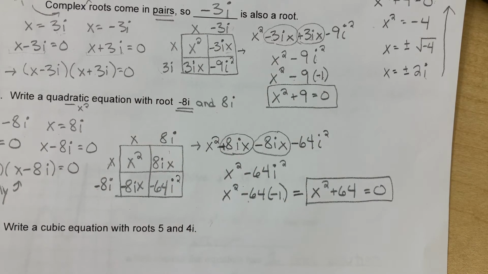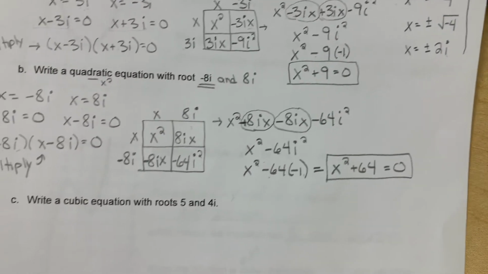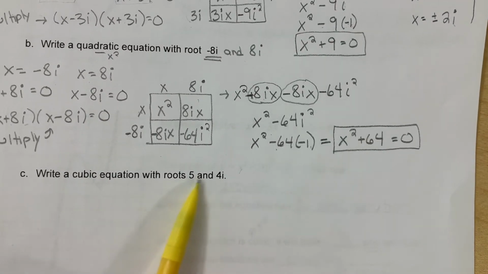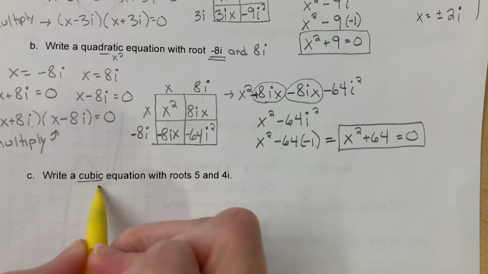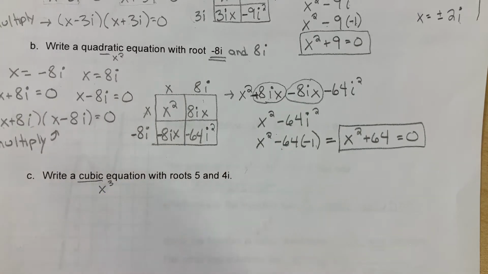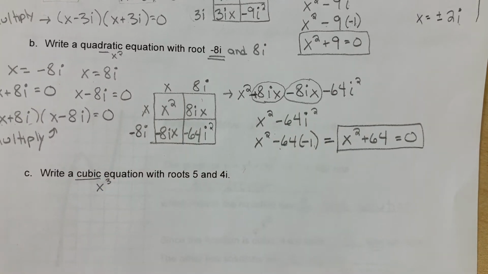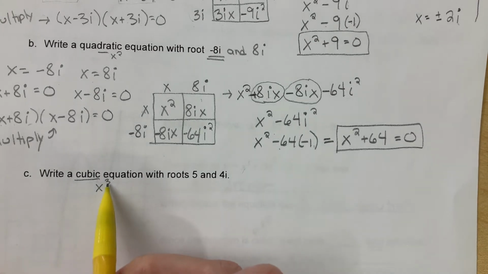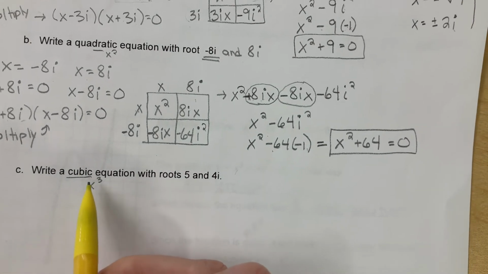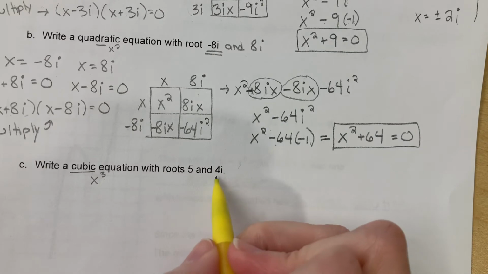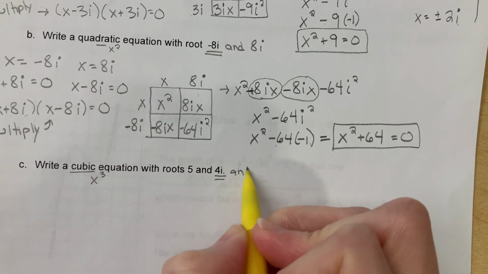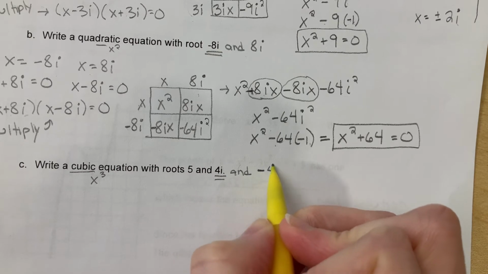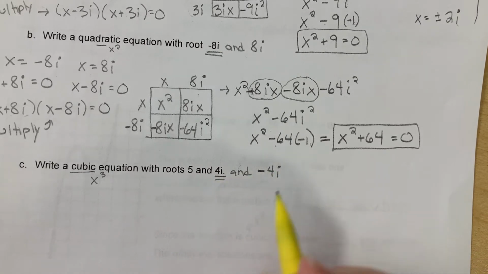All right, let's try a little bit trickier one. So this looks like two roots, right? But notice it says write a cubic equation, x to the third. So that is a clue that I should actually have 3 roots. And here's why. Here's a complex root. It has to have its partner, has to have its twin. So there is my third root.